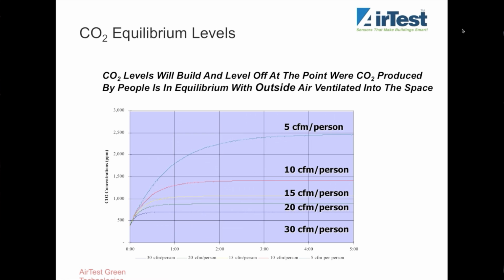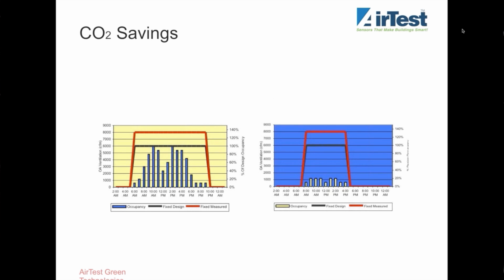And of course, this rating of ventilation in CFM per person is one of the issues where codes and standards generally address ventilation requirements by setting out a CFM per person ventilation rate, typically 15 or 20 CFM per person. So where do the savings from CO2 come from?